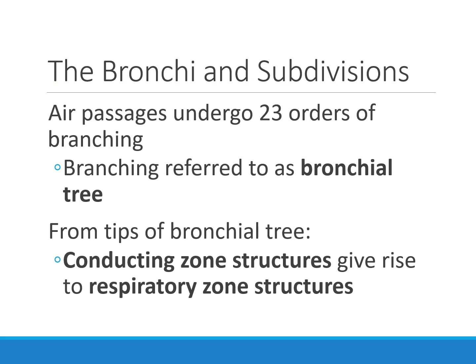So now let's talk about the bronchi and the subdivisions. The air passages after we get to the end of the trachea undergo 23 orders of branching. Before you gasp and think you have to learn 23 steps, you don't, but there are 23 different branching patterns. That whole thing is called the bronchial tree because if you flip it upside down, it looks like a tree. From the tips of the bronchial tree, the conducting zones are going to give rise to the respiratory zones.